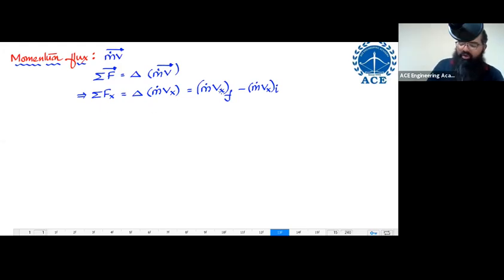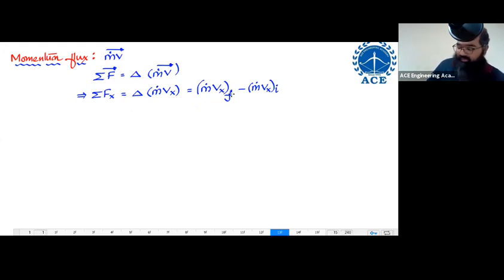Again, m dot into velocity in y final minus m dot into velocity in y initial. This is the equation we are going to follow to find out the value of force in our subject. But there is one more problem. The problem over here is the velocity in this equation corresponds to average velocity.